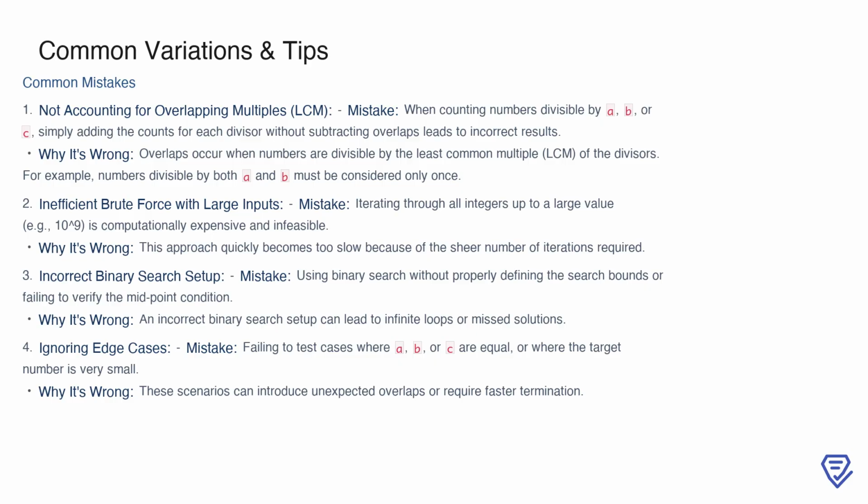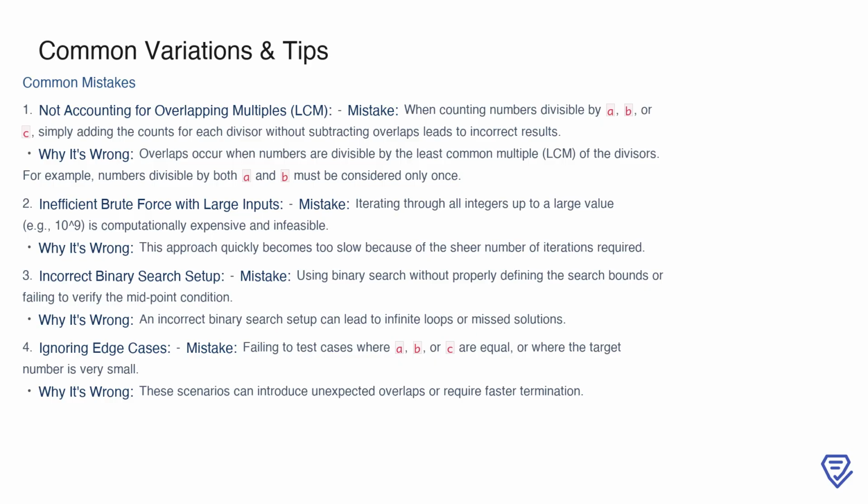First, not accounting for overlapping multiples is a frequent error. When you count numbers divisible by a, b, or c, simply adding the counts for each divisor without subtracting overlaps leads to incorrect results. This happens because numbers divisible by the least common multiple, or LCM, of any two of these values are being double counted. For instance, if a number is divisible by both a and b, it gets included twice unless you account for the overlap.